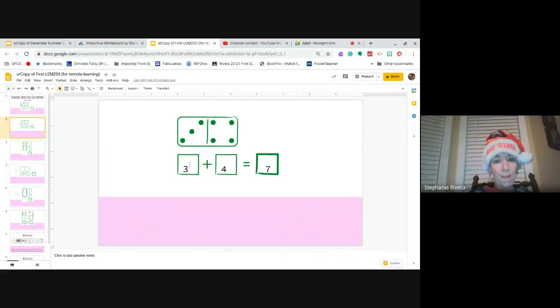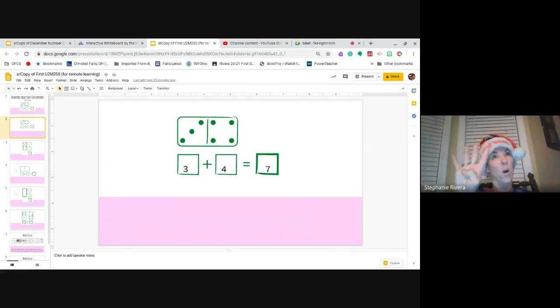I have 3, and then I have 4 more. Now, I know a lot of you like to use the strategy of just counting all the dots. Some of you like to use the strategy of, I know there's a double, 3 plus 3 plus 1 more. I know some of you like to use the strategy of, I'm going to say I have 4, then I'm going to count up 3 more. Whatever strategy works for you, that's what you want to use here. And you know our total number of dots is 7. Ding, ding, ding. Absolutely right.